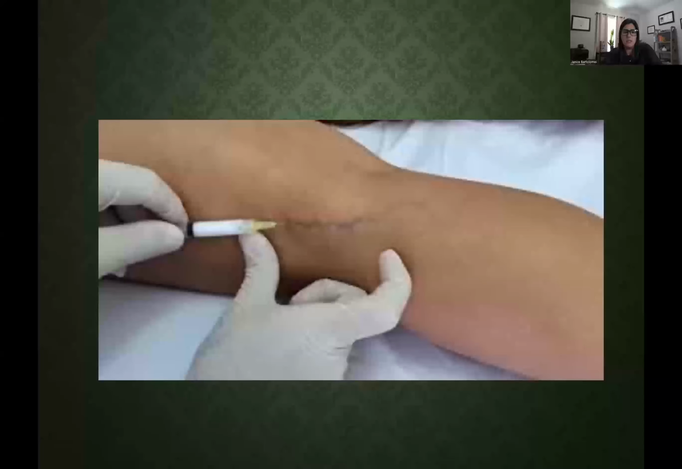And it almost looks like this. Very little needle, and it just collapses. A lot of people that have spider veins get this.